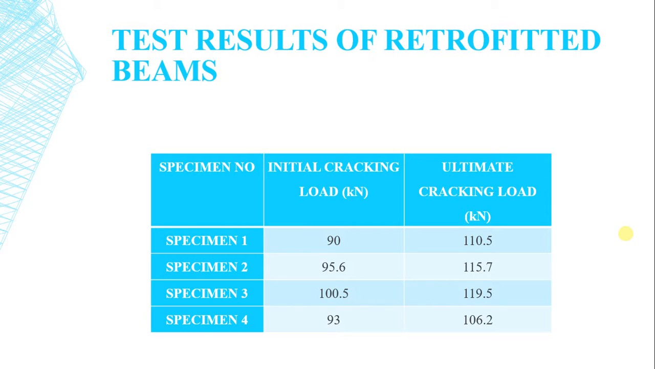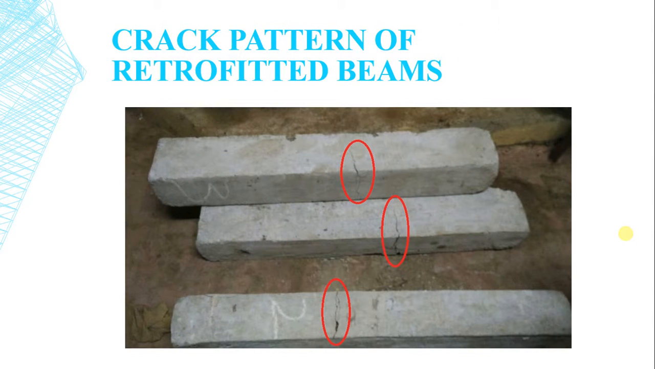The initial cracking load for specimen 1 with 0% of Alccofine is 90, for specimen 2 with 10% addition of Alccofine is 95.6, specimen 3 initial cracking comes to be 100.5, and specimen 4 initial cracking is 93 kilonewton. For the ultimate load, specimen 1 is 110.5 kilonewton with 0% of Alccofine, specimen 2 is 115.7 with 10% of Alccofine, specimen 3 is 119.5 with 20% of Alccofine, and specimen 4 is 106.2 with 30% of Alccofine. Crack pattern for retrofitted beams is shown in the figure, where there is a crack at the bottom, which is bent in flexure.